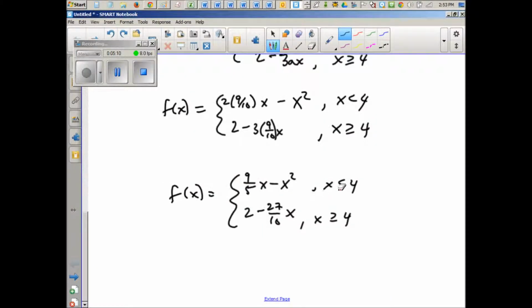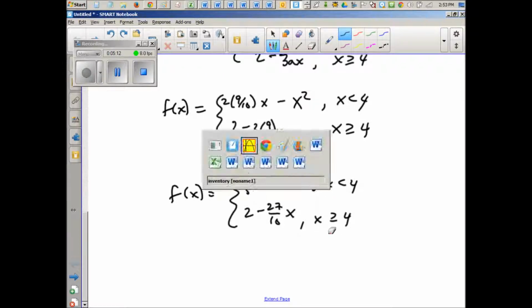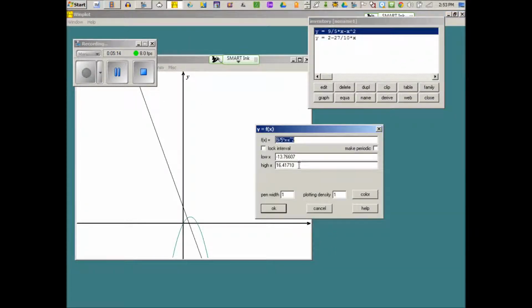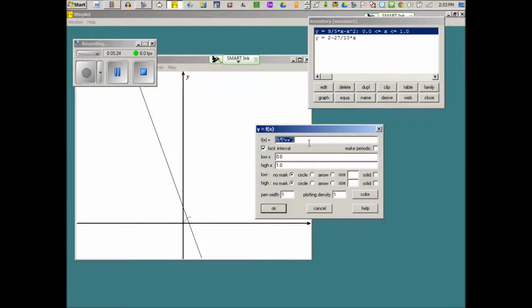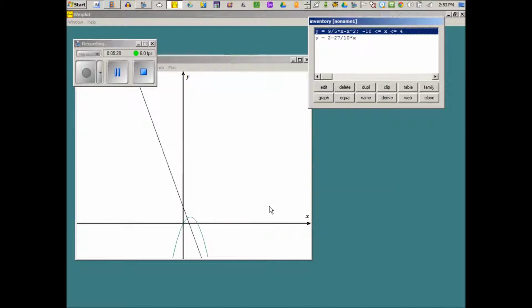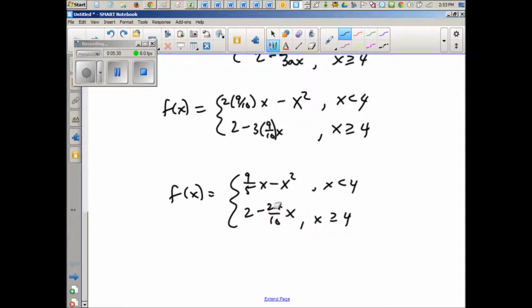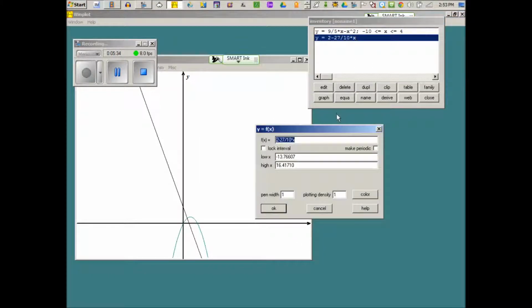Okay, now this is for x is less than 4, and this is for x is greater than or equal to 4. So let's go back in here. Let's make sure this only goes from like negative 12 to 4. We'll lock that interval. And then when you graph it, it'll just be part of the graph. I think I did that wrong. I meant to go negative 10 to 4. So that looks like that. And then 2 minus 27/10 x, that's for x is greater than or equal to 4. So let's get in here and do x is greater than or equal to 4. We'll just do that by going 4 to 20.